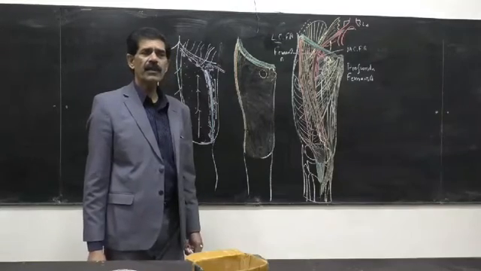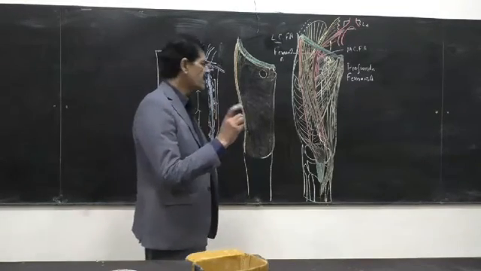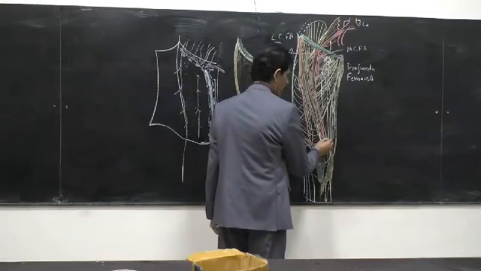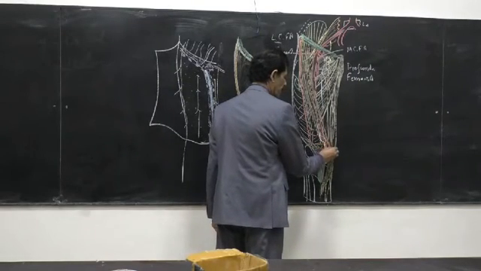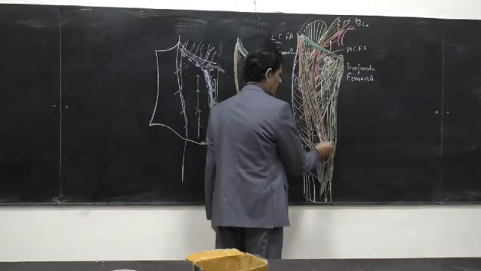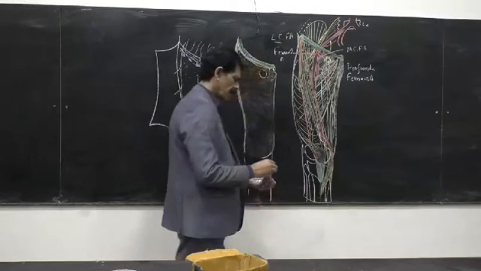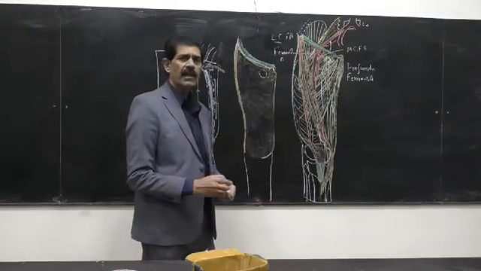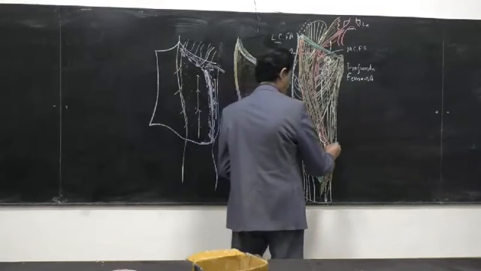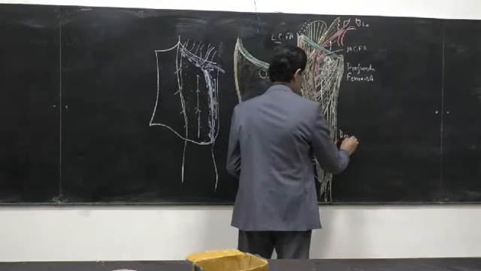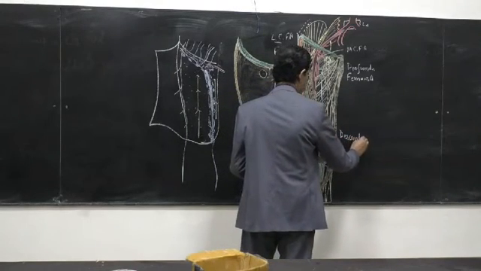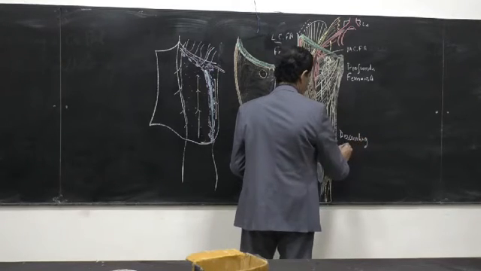Before it disappears from the front of the thigh, it gives the last branch. Before it passes through the adductor magnus, this last branch of the femoral artery in front of the thigh is called the descending genicular artery.